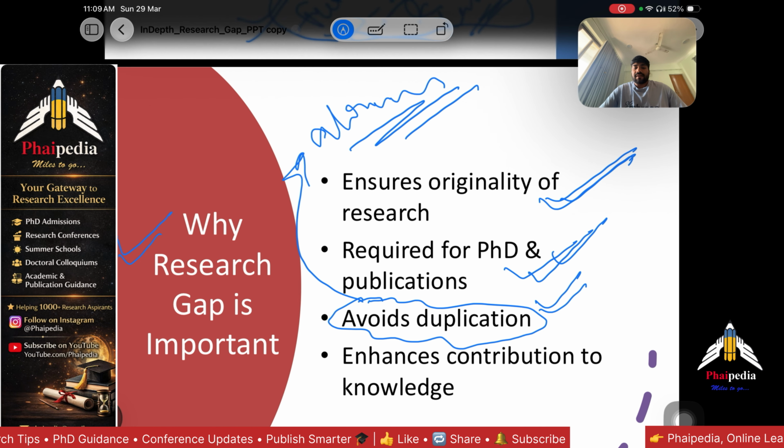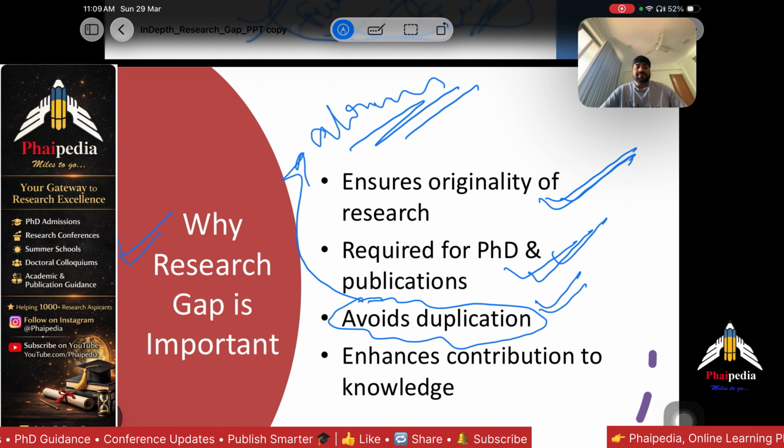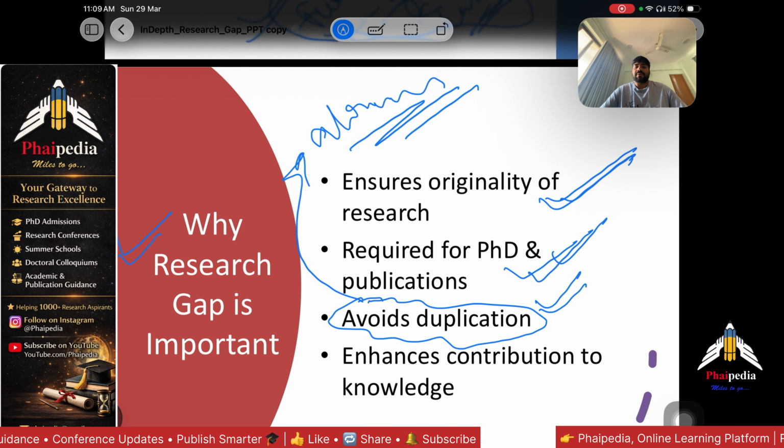Okay, and also it enhances the contribution to the knowledge. So this is very important to find out the research gap from the literature because when we do the literature review, we find out what work is already published and what we have to do and what we don't have to do.